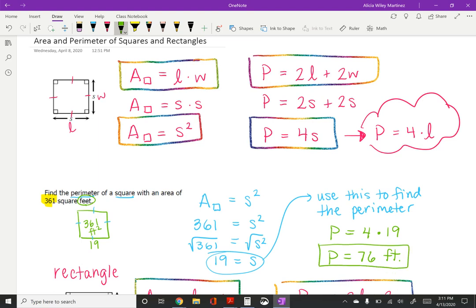So I hope this helps you a little bit with finding the area and perimeter of a square and a rectangle. Watch some of my other videos to see how you find the area and the perimeter of other polygons.